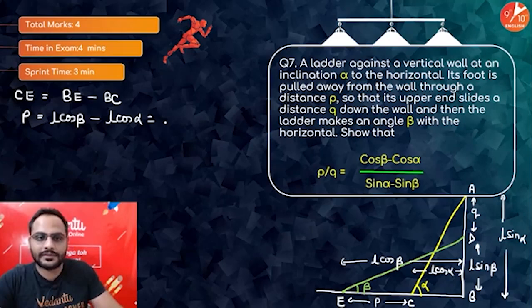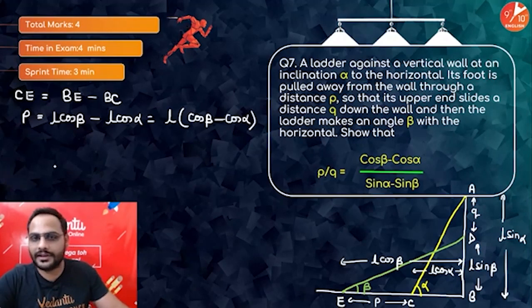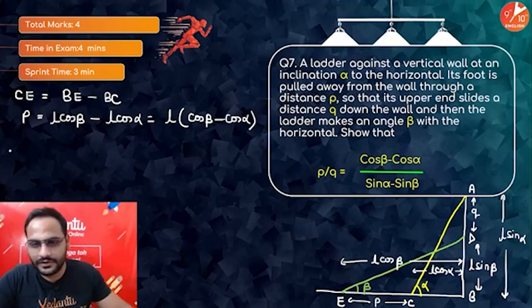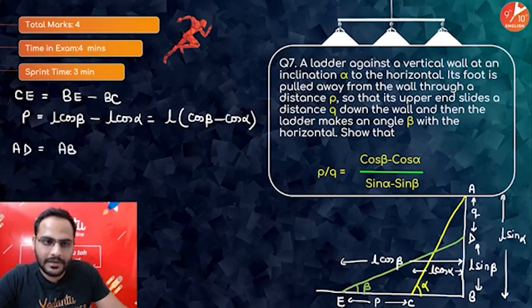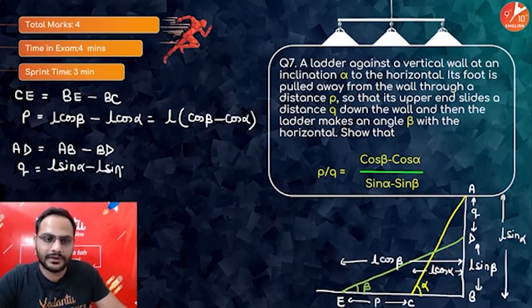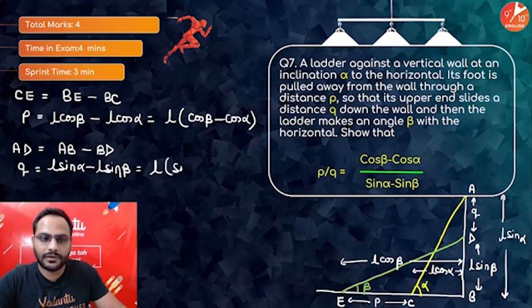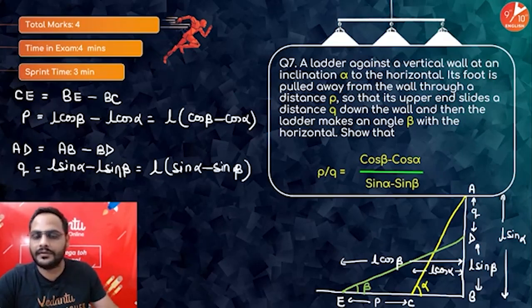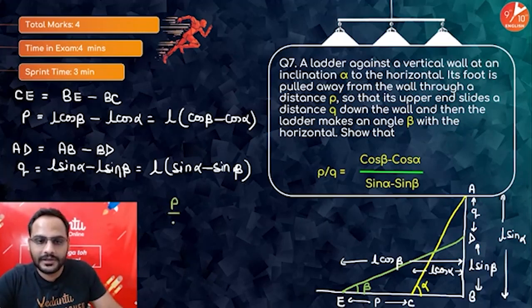Can you see the question framing? I think you are able to see the solution carefully, right? Then look at the horizontal one, the vertical one. So AD can be written as AB minus BD. AD is Q. AB, what is AB? L sin alpha minus L sin beta. So if I take L common, you will be getting sin alpha minus sin beta. Right? Now, according to the question, you want the value of P upon Q.